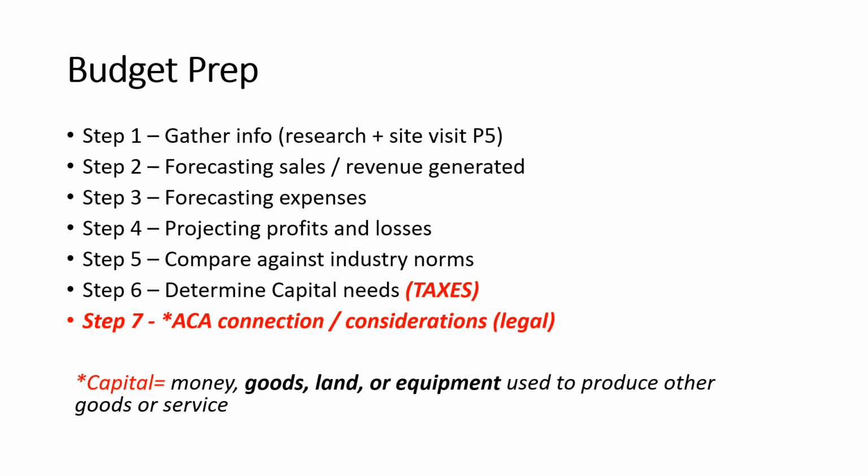And then you want to forecast your expenses. You'll project your profits and losses. You'll compare that against the industry norms. And then last, we would determine our capital needs, which for the course here we're going to talk about is taxes. And then step 7, obviously, is we want to look at our connection to health law, both the connection to it and the considerations from a legal standpoint. Again, by definition, capital is money, goods, and land or equipment used to produce other goods or services. So it's not money you actually have in hand, but it's going to help produce revenue through its services.